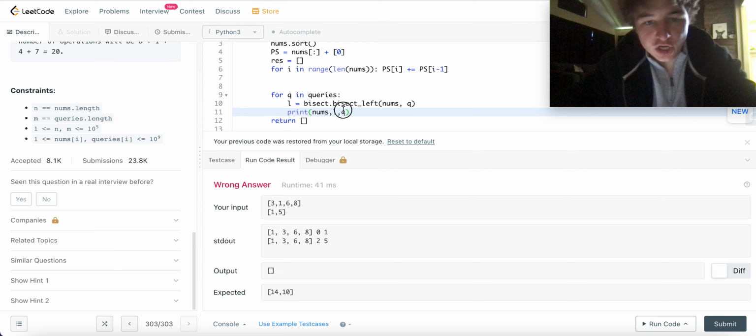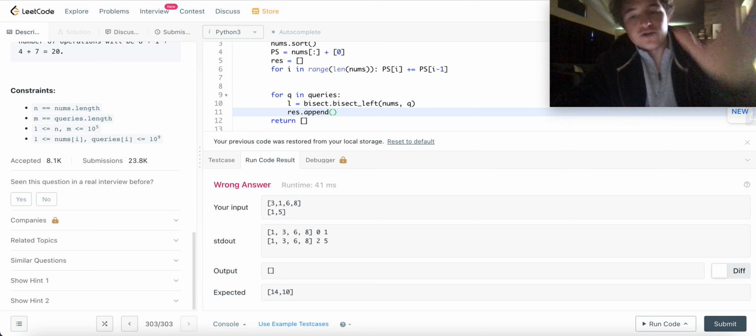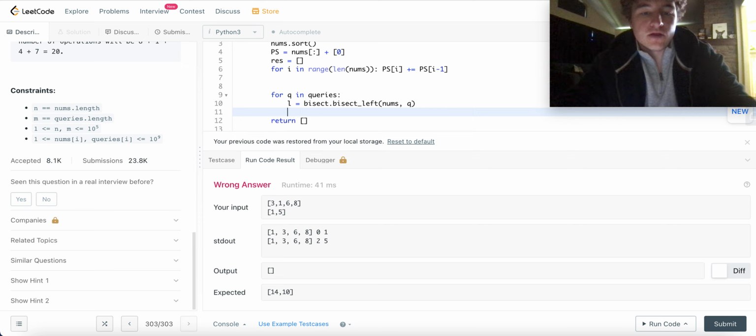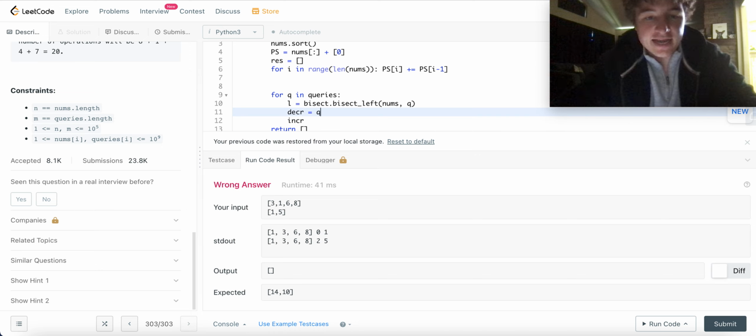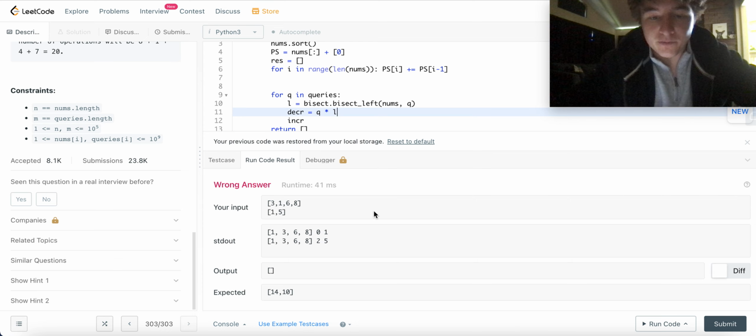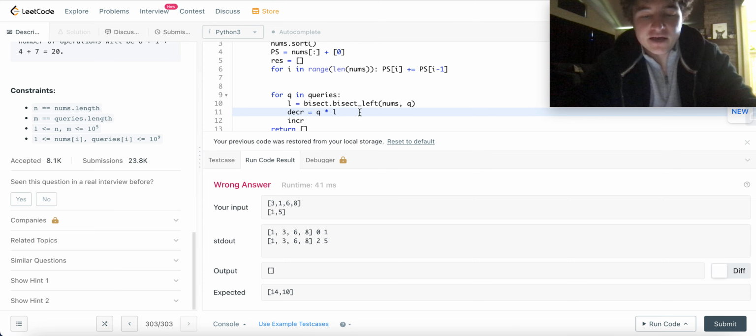Okay. So now that we have this L value, we just do this formula. We say res append. We're going to do the decrement. We'll do it kind of verbosely just so that it makes sense. When we're decrementing, we're saying we're going to take our query value and there's going to be L of them, right? Like in this example, when it's 5, there's going to be 2 such values. So I multiply the decrement value by L. I'm thinking about 5 here, because 5 would be here, so there'd be 2 decrement values.